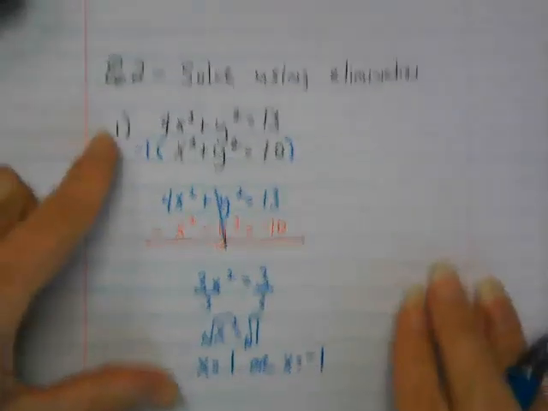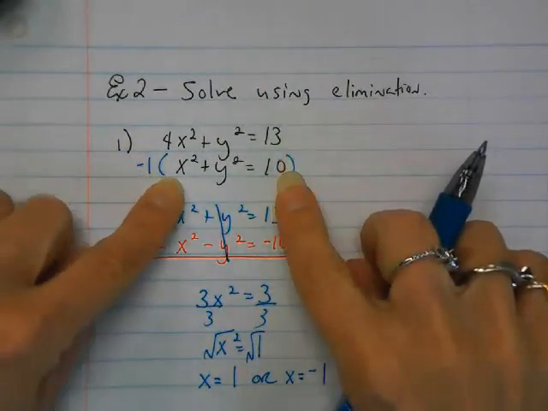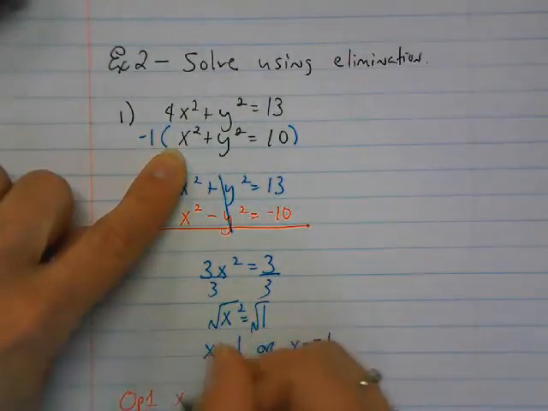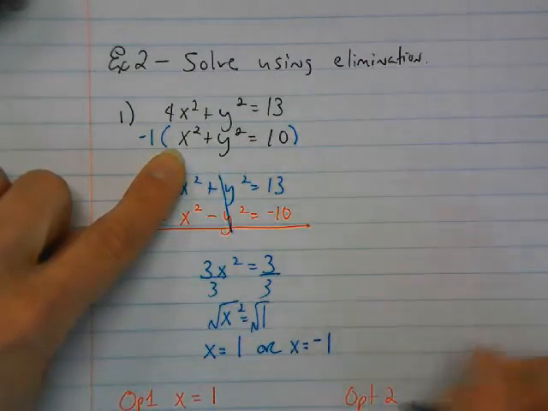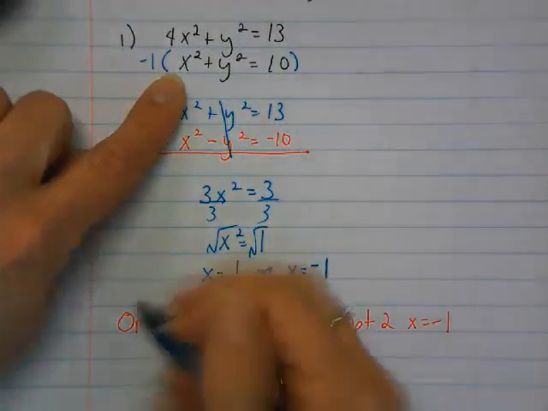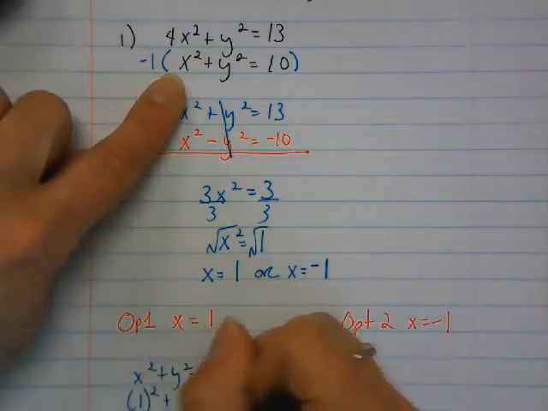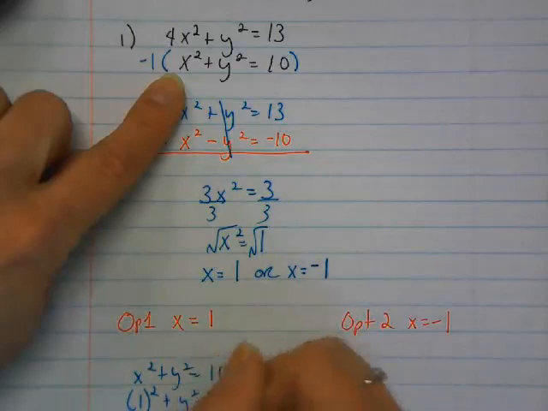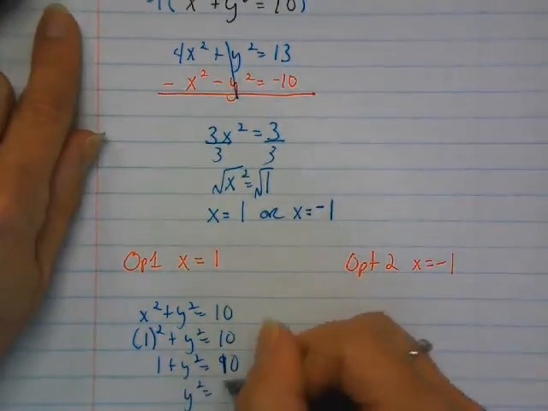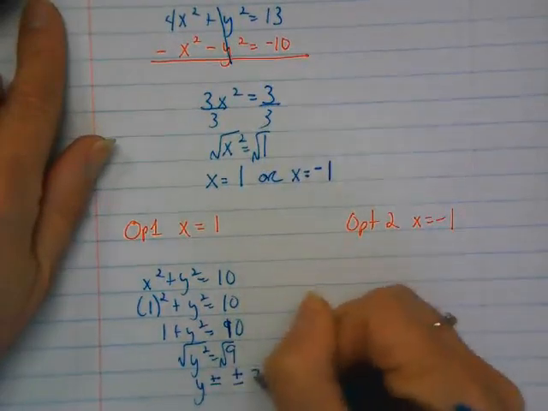So I'm going to go back to either equation you like. I think this is the easier guy, so that's the one I'm going to go into. Alright, so option 1, when x is equal to 1. Option 2, x is equal to negative 1. So I have x squared plus y squared equals 10, and I'm going to put in a 1. So 1 plus y squared is 10. So y squared is 9. When you take the square root, you get a positive or a negative 3.